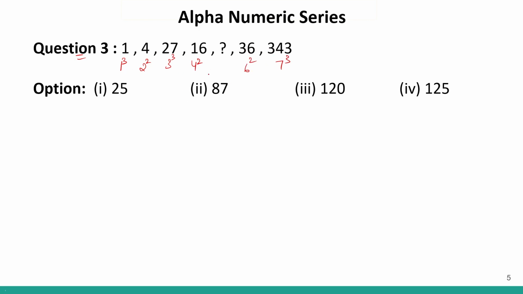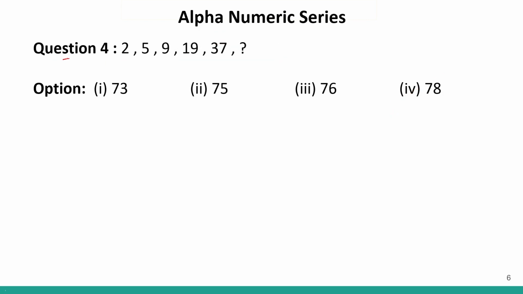So now I can see a pattern. We are alternating between cubes and squares. So this is 1 cube, 2 square, 3 cube, 4 square. Next will be 5 cube, 6 square, 7 cube. So 5 cube is 125. This will be my answer. 125 is given in option number 4. So option number 4 will be the answer to this question.